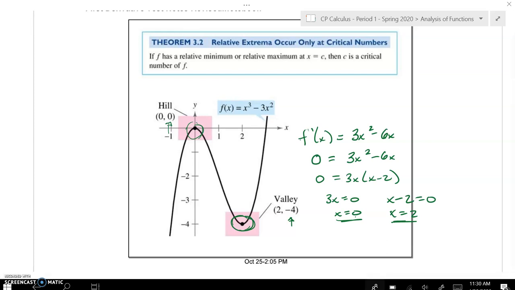Therefore, we now have two locations that we just found where we know it's transitioning from one thing to the other. It's a transition point, in this case from increasing to decreasing, and in this case from decreasing to increasing. We'll talk more about that on the next couple of slides.